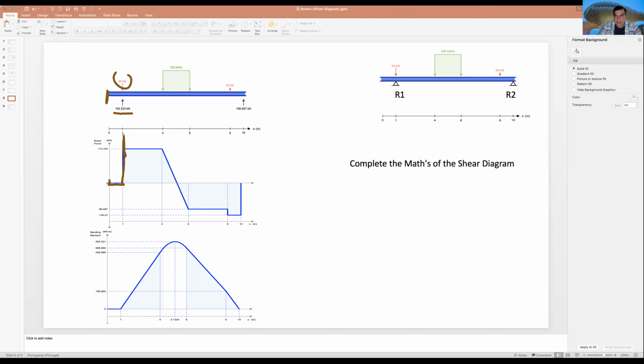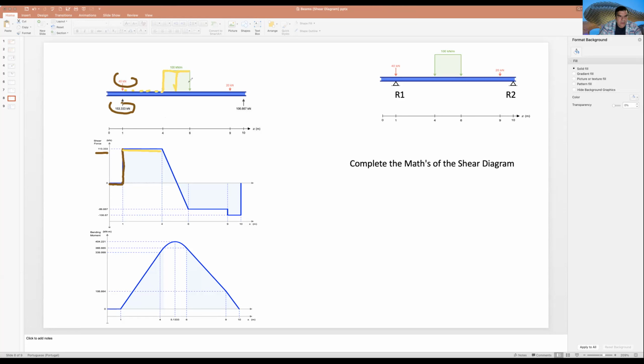Why draw that in that way? Let's do it. 153 minus 40 is 113.333. Well, from 0, I go straight, and I go 113.333 up. In the next part, the yellow color, nothing happens. I go straight.